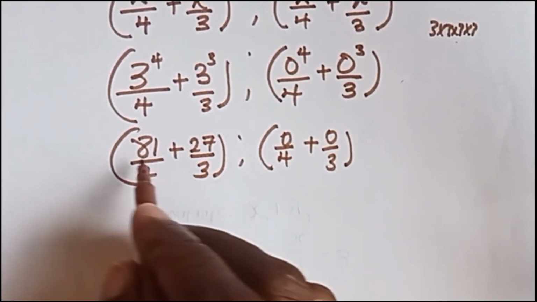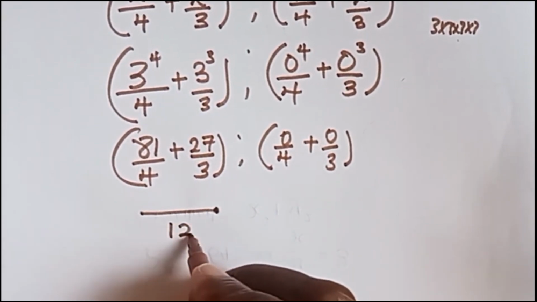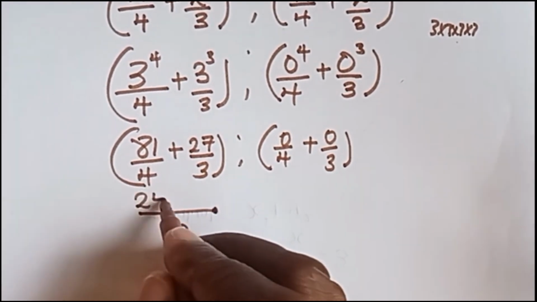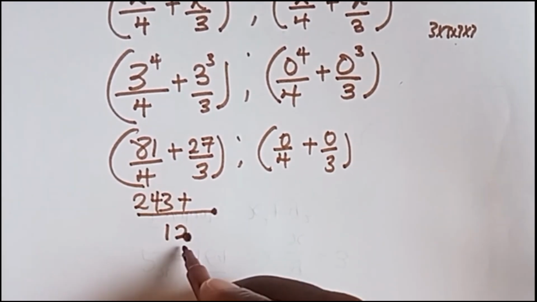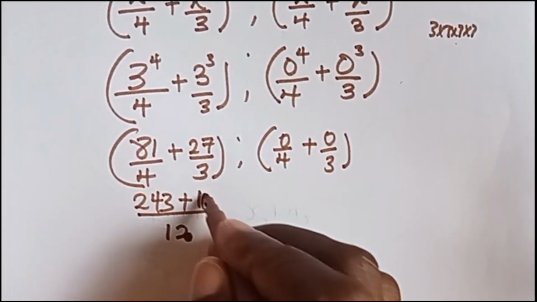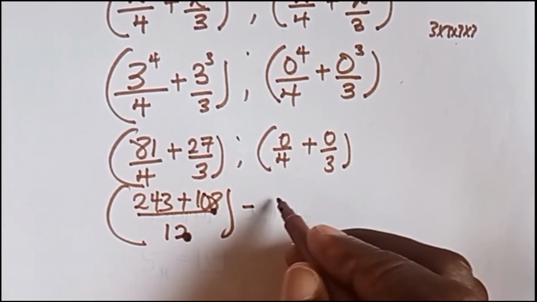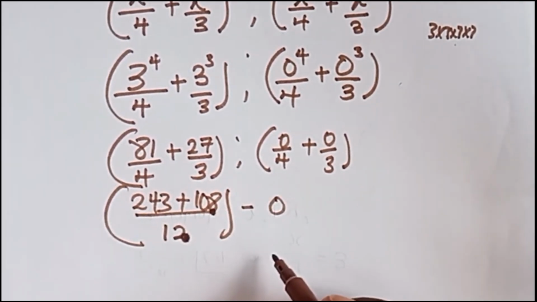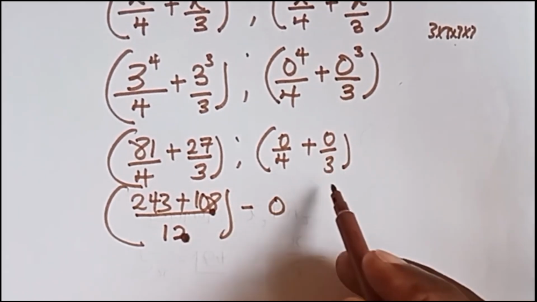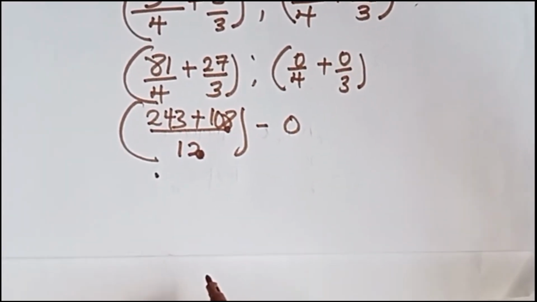Now let's find the LCM of this. The LCM is 12. How many 4s can we see in 12? 3. 3 times 81 will give us 243. Plus, how many 3s can we see in 12? 4. 4 times 27 will give us 108. Minus, what is this going to give us? It's going to give us 0 at the end, because 0 over 4 gives 0, plus 0 over 3 gives 0, and 0 plus 0 is 0.